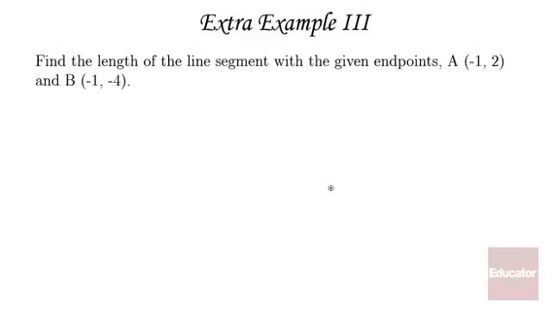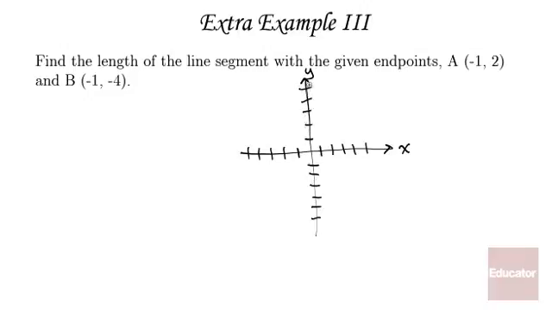Find the length of the line segment with the given endpoints A (-1, 2) and B (-1, -4). So I'm going to draw my coordinate plane, X and Y. Looking ahead, I see that my numbers are small, so I'm not going to have to draw very many lines here. Okay, A is at -1, to the left 1 and up 2. There's A. And B is at -1 and down 4, B.